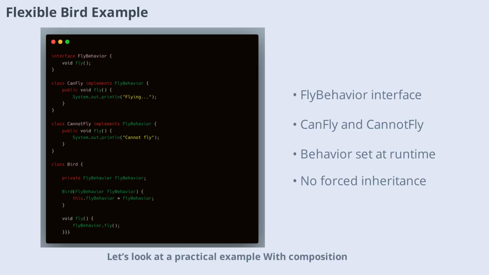Let's look at a practical example. With composition, we define a fly behavior interface and create classes like can fly and cannot fly. Our bird class now has a fly behavior field, which is set when the bird is created. For instance, a sparrow gets can fly, while a penguin gets cannot fly. This way, flying is no longer assumed for every bird. We can change or extend behaviors without touching the bird class itself. This flexibility is a major advantage of composition over inheritance.